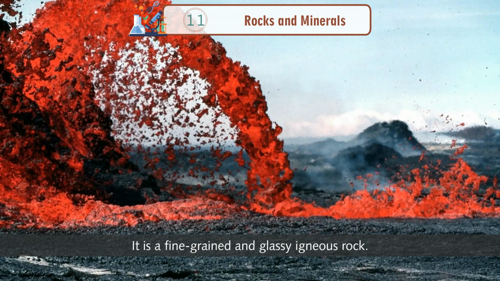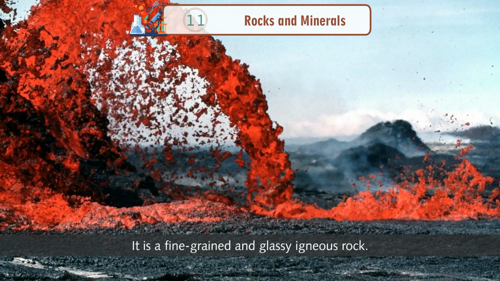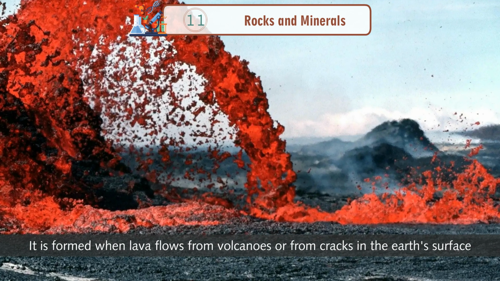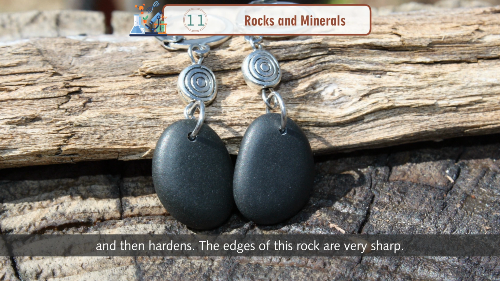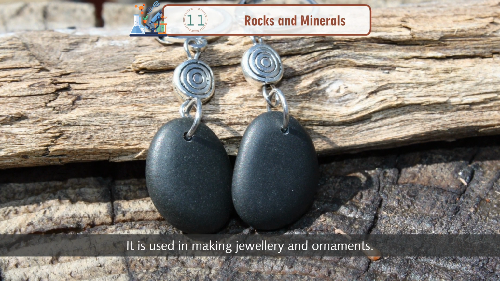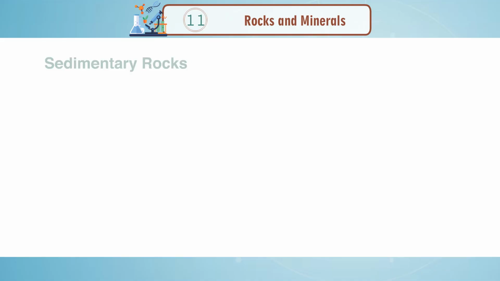Basalt. It is a fine-grained and glassy igneous rock. It is formed when lava flows from volcanoes or from cracks in the earth's surface and then hardens. The edges of this rock are very sharp. It is used in making jewelry and ornaments.